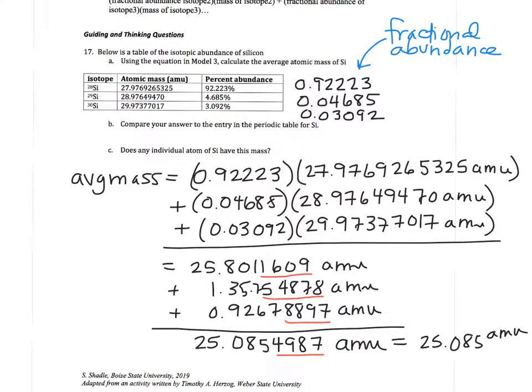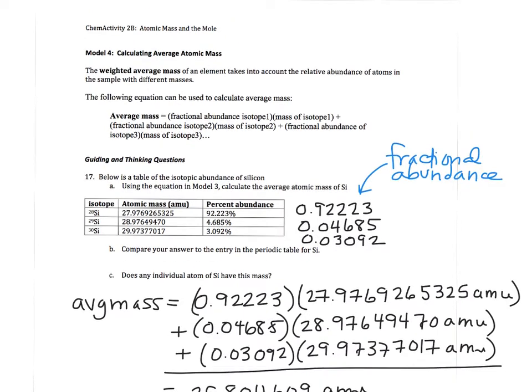And that is the average mass of silicon using that equation above here. The average mass is the fractional abundance of the first isotope times its mass, etc. Let's answer the last two questions here. Compare your answer to the entry in the periodic table for silicon.